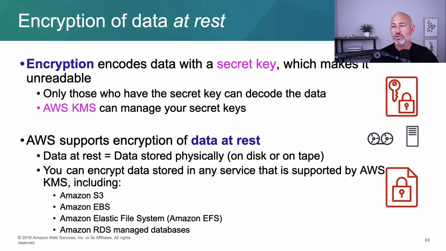So basically stored somewhere. Data at rest means the data stored physically on disk or on tape. You can encrypt data stored in any service that's supported by AWS KMS, including S3, EBS, EFS, and RDS.